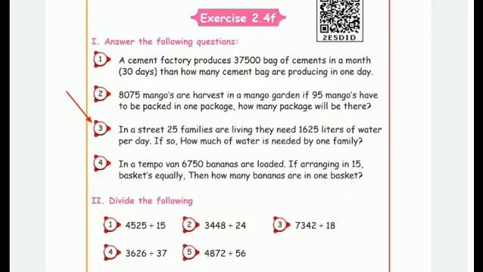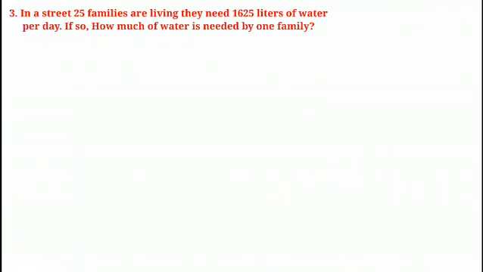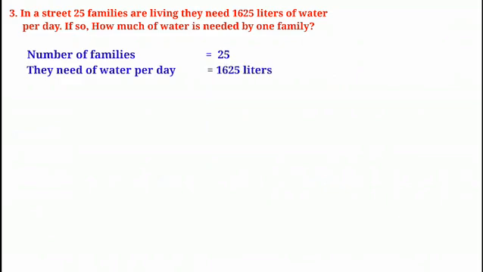Third question. In a street, 25 families are living. They need 1,625 liters of water per day. If so, how much water is needed by one family? See the answer. Number of families equals 25. The need of water per day equals 1,625 liters. Need of water for one family equals 1,625 divided by 25.